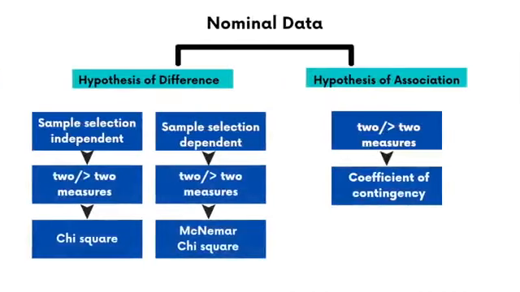First, we will have a look at the flow chart on statistical tests to be used for comparison of data measured in the nominal scale. As shown here, in case of hypothesis of difference, and if the samples are independently selected, chi-square test could be used, whereas if the samples are dependent, then McNemar chi-square test could be used. On the other hand, in case of hypothesis of association, coefficient of contingency could be used.